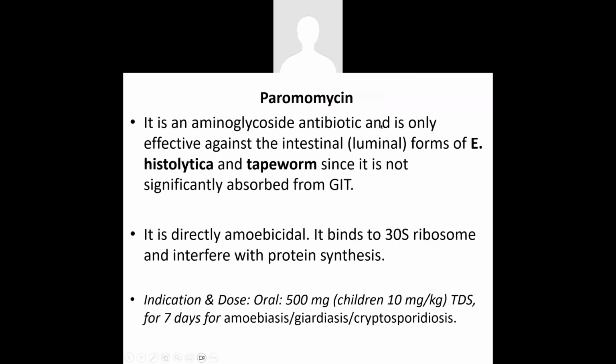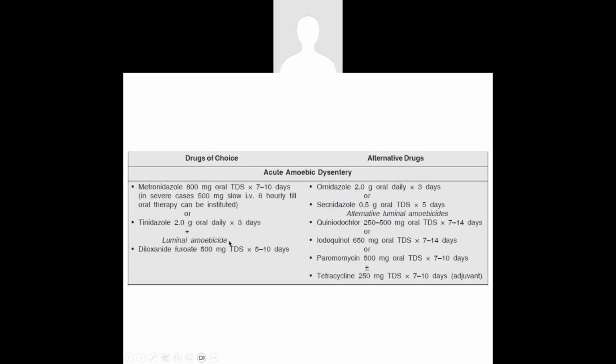Paromomycin is an aminoglycoside, given only against the intestinal or luminal form of entamoeba histolytica. It is a direct acting amoebicide, binds to the 30S ribosome, interferes with protein synthesis, and is suitable for the treatment of acute amoebic dysentery and as an alternative treatment. For luminal amoebiasis, diloxanide is an alternative, or tetracycline.